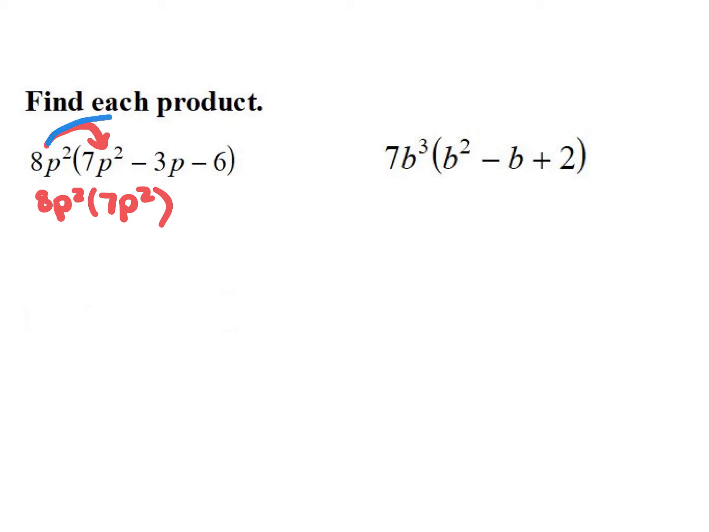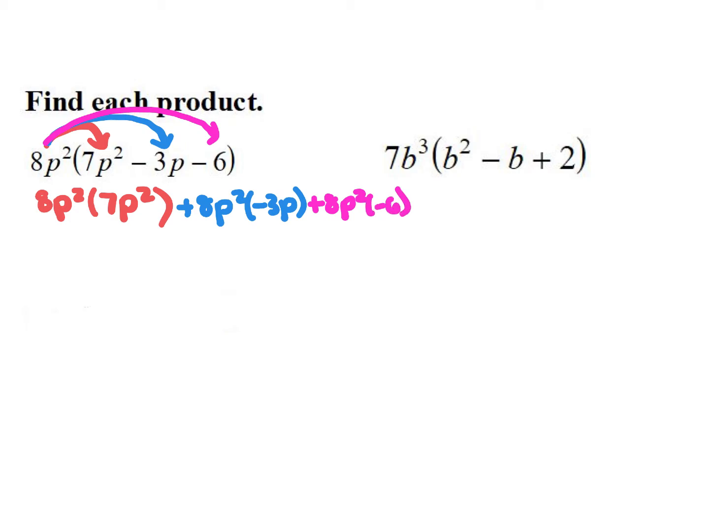And then I multiply the 8p squared to the minus 3p. So plus 8p squared times negative 3p. And the 8p squared to the minus 6. So plus 8p squared to the negative 6.